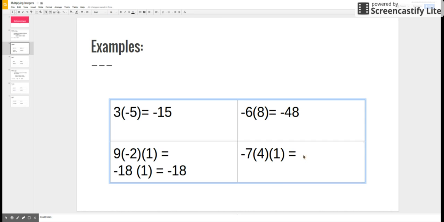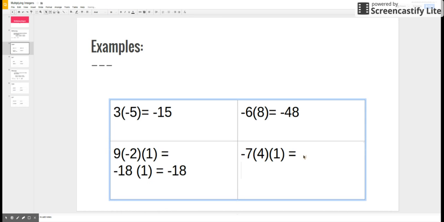All right, and here is another example just like it. Let's break it down. So first we have negative 7 times 4. Well, we have a negative times a positive, so right away I know my answer is going to be negative. And when you're multiplying 7 times 4, you get 28. Then I'm just going to drop down that times 1. So negative 28 times 1 is going to get me negative 28. I have a negative times a positive, my answer is going to be negative. So I just took it one step at a time.